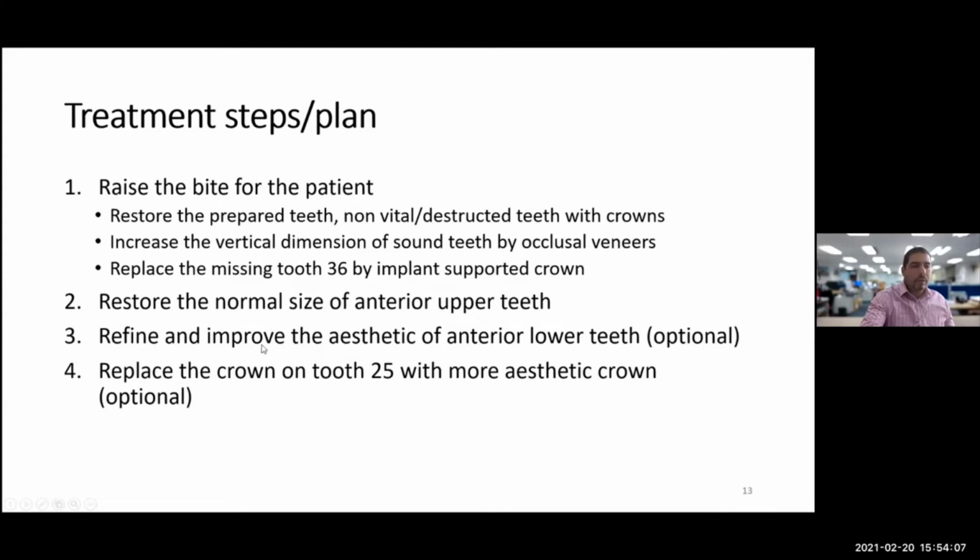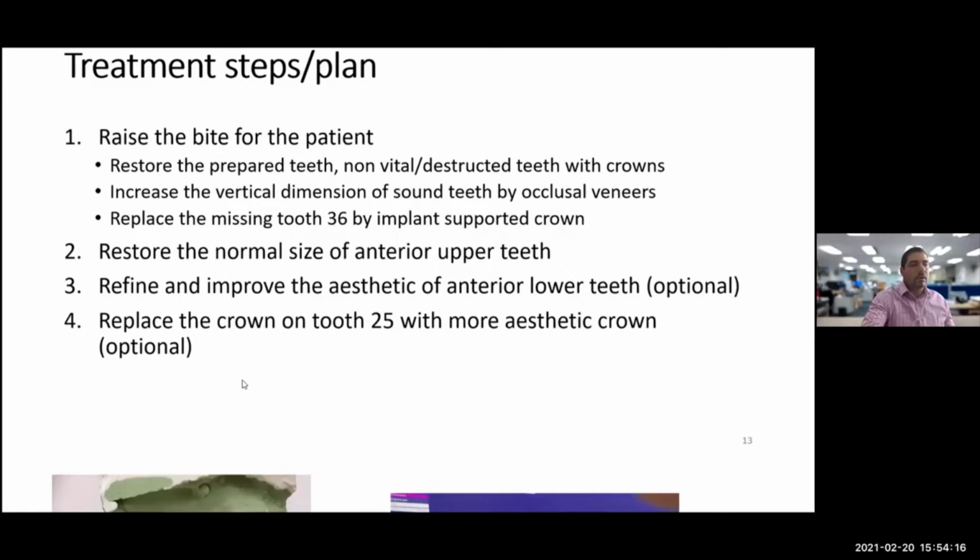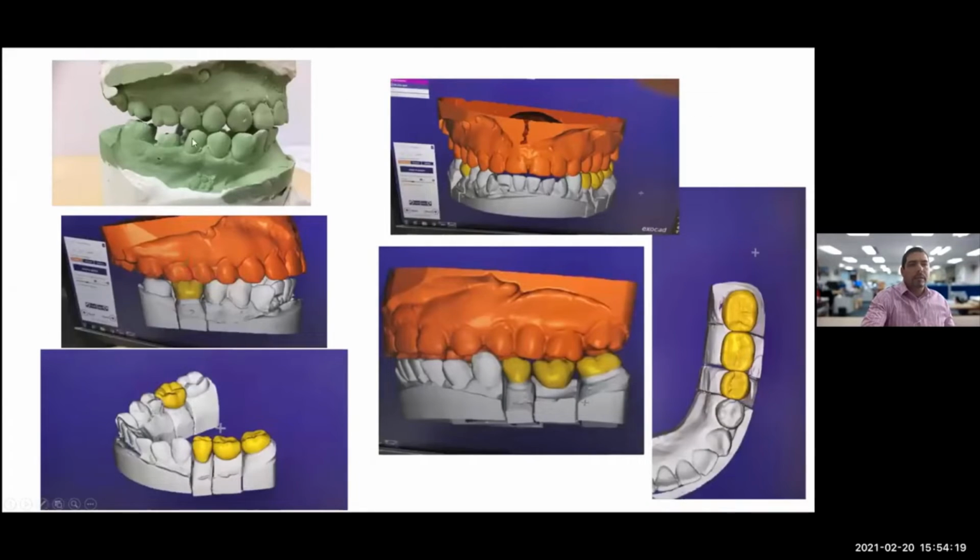And then after this, refine and improve the aesthetic for her lower anterior teeth. That is optional for her. Or maybe replace the upper crown, as I mentioned to you. That is also optional for her. So I started. This is the new bite that we established. And this is the new vertical dimension. So based on this relationship, we started to build.